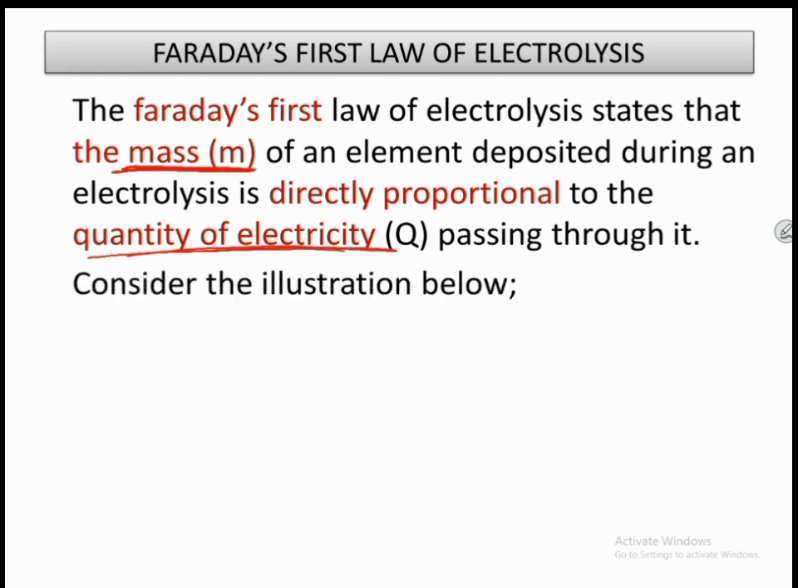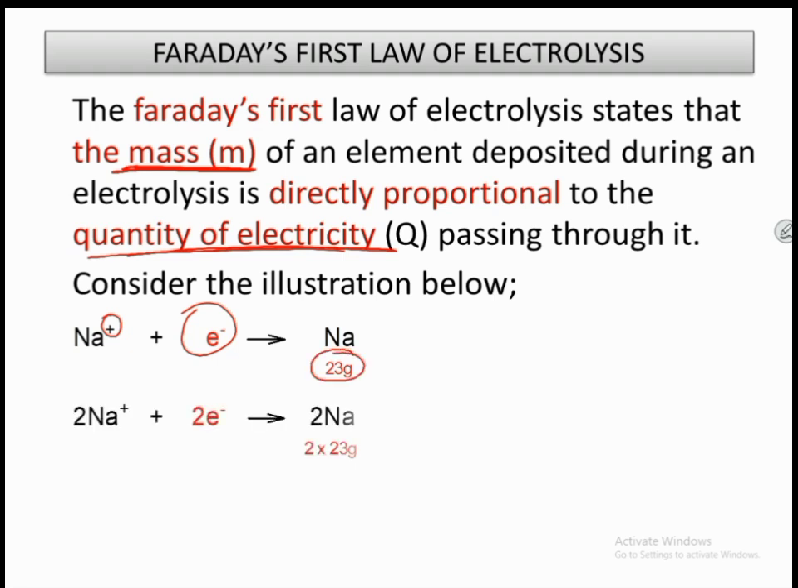Okay, now consider the illustration below. This is sodium ion. Sodium ion consumes one charge, because it needs just one electron. So this is the mass that's produced when one charge of electricity is consumed. Now, when 2 moles of sodium is deposited, it will consume 2 charges. Then, when 3 moles, or 3 times 23 mass of sodium, is deposited, it consumes 3 charges.